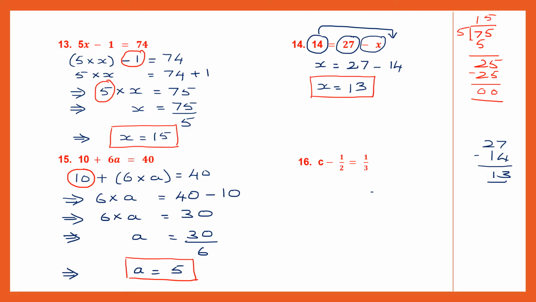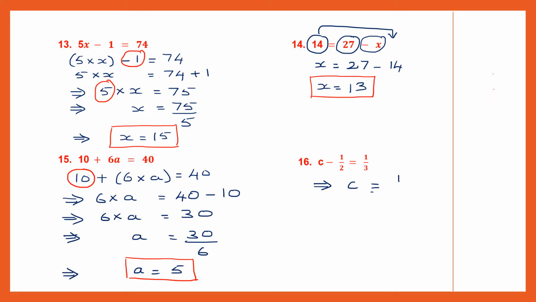Question 16. c minus 1 by 2 is equal to 1 by 3. So we're going to solve for c. So we will keep c on the left hand side itself. On the right hand side, we have 1 by 3. We're going to transpose minus 1 by 2 to the other side. It will become plus 1 by 2. Now to find the value of c, we have to work out 1 by 3 plus 1 by 2. So let's do that.